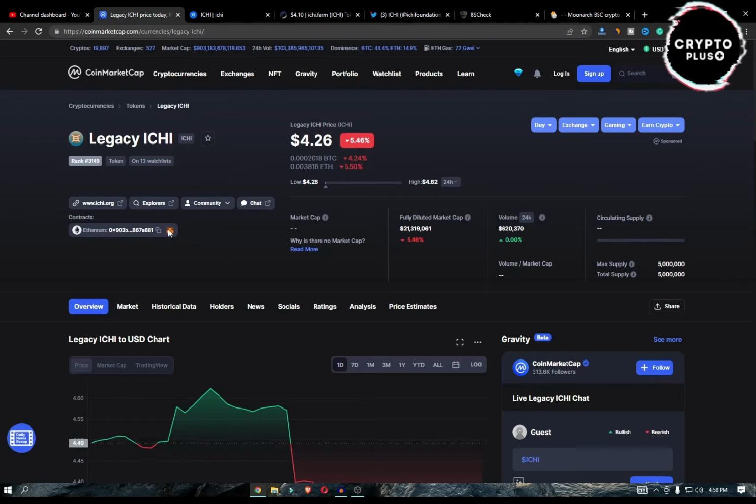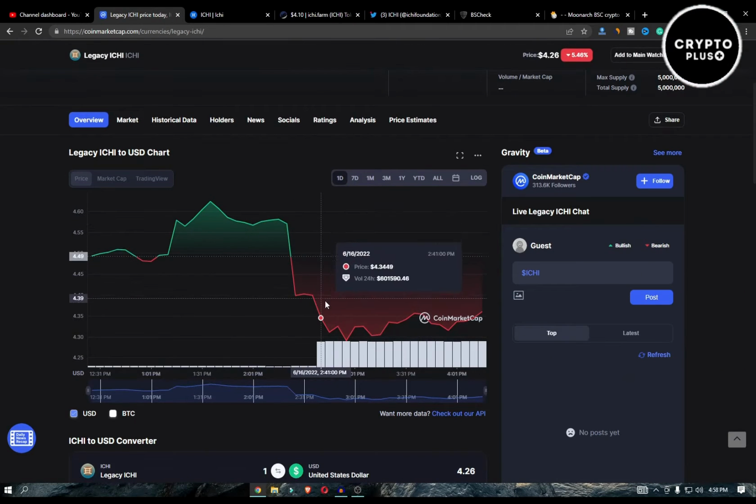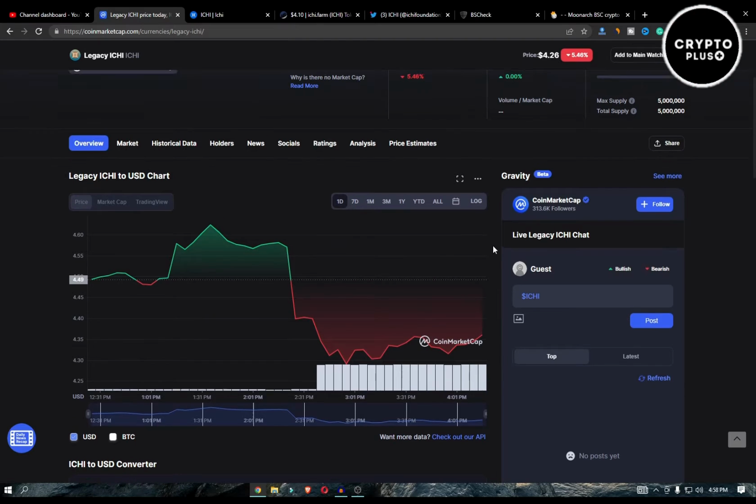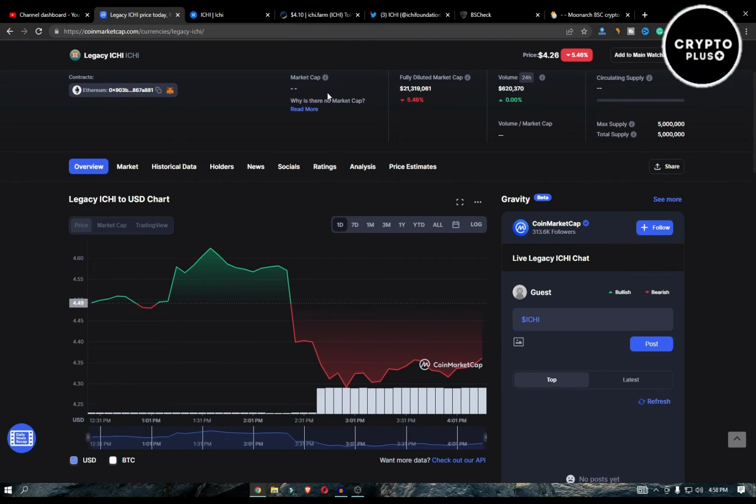So guys, Legacy ICHI is running on the Ethereum ecosystem and it's 2149 in the official CoinMarketCap rank list with 13 watch lists. And as you can see here, the price in the last 24 hours is down by 3% and sits at 4.37 with 617,000 of volume, and the market cap is not available and the max supply is 5 million tokens.